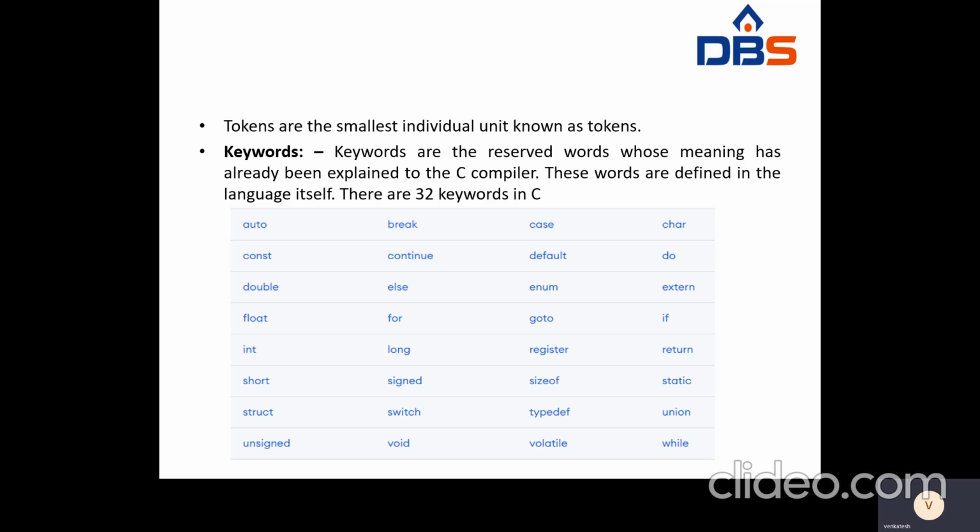For example, auto is one of the keywords used in storage classes in order to declare a variable. Next, const is a keyword used to represent a constant. Double is a keyword used to represent a data type. Float is also a keyword used to represent data. Int is also like that. In this way, you are going to learn all 32 keywords through this entire C language subject. So these are the keywords.